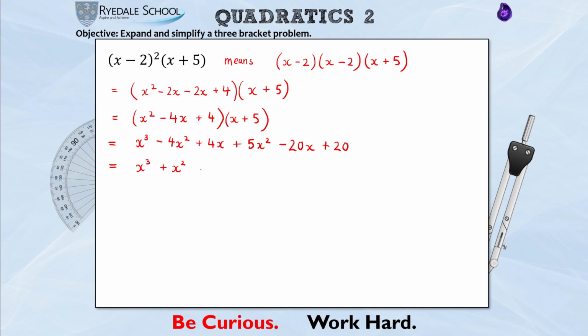Let's look at my x's. That's going to be negative 16x. And then I have got plus 20.